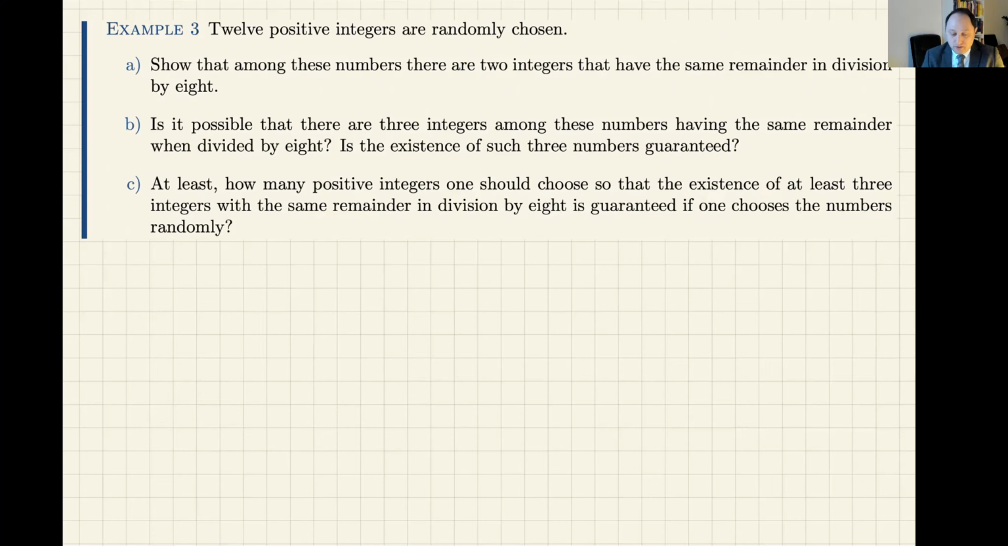I have 12 positive integers that are chosen randomly. They can be small numbers, they can be very big numbers, we don't know. I just know that I have 12 positive integers in my hand. But I want to show that I am completely sure that among these numbers, there are at least 2 integers having the same remainder in division by 8. So it means that I take these numbers one by one and I divide them by 8 and I find the remainder. At the end, I will definitely see that at least there are 2 numbers having the same remainder when I divide them by 8.